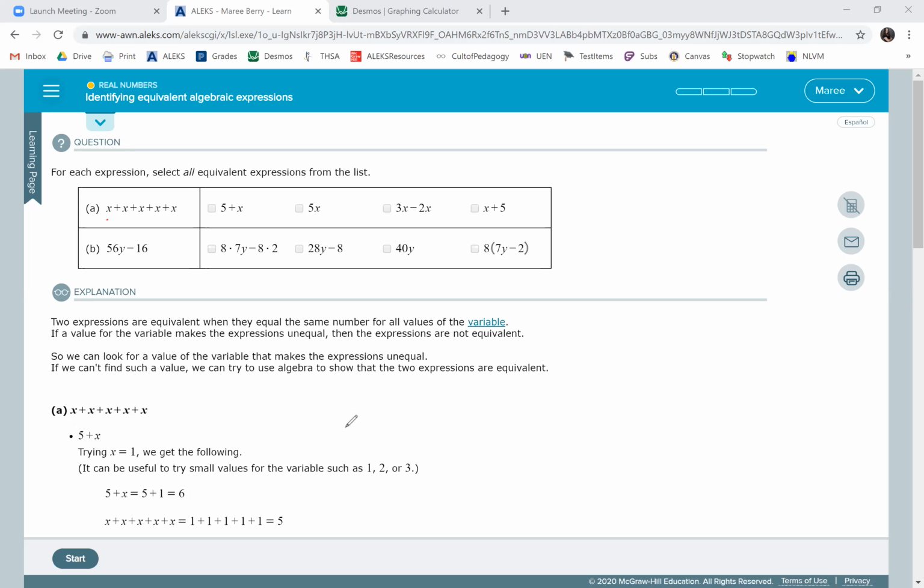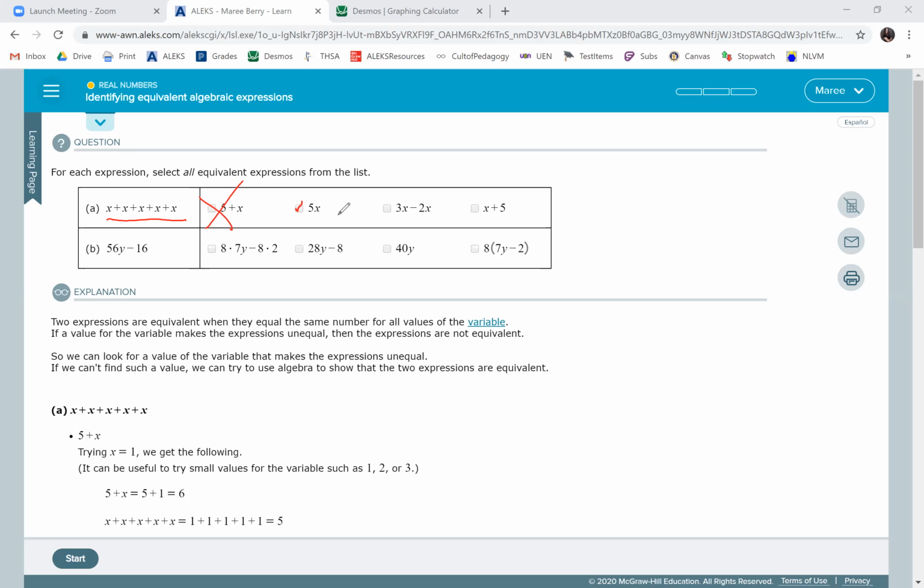So I know that all of these x's are like terms. So if I have one and I add another one, and another one, another one, another one, I'm going to have 5 of those. So this would then be the correct answer. It's 5x. Sorry, 5x. We're not adding 5 to x. We're adding 5 x's together, which gives us 5x. So the first one would not be correct.